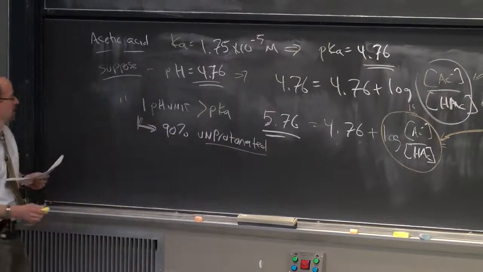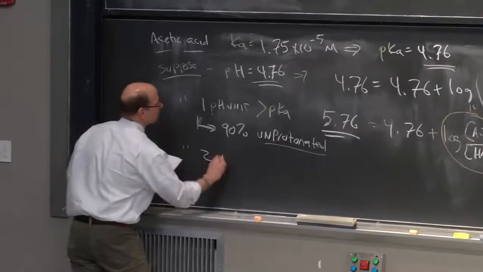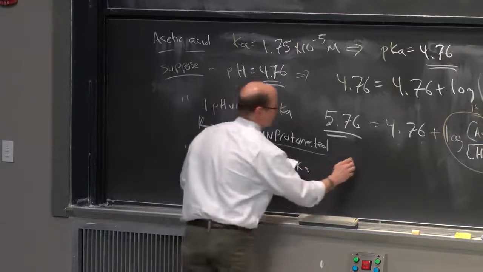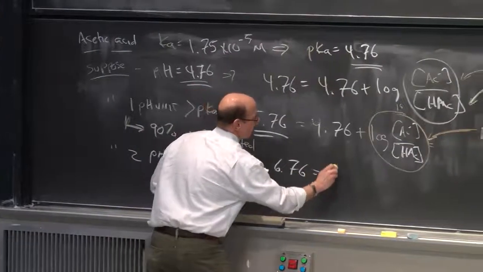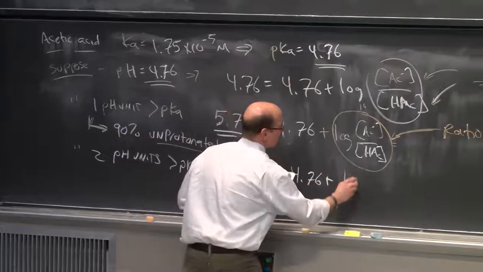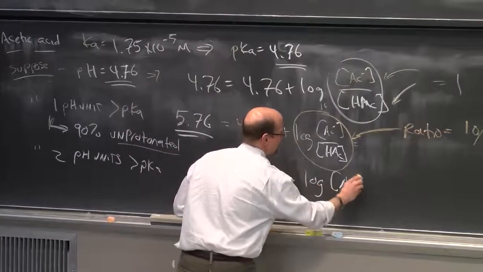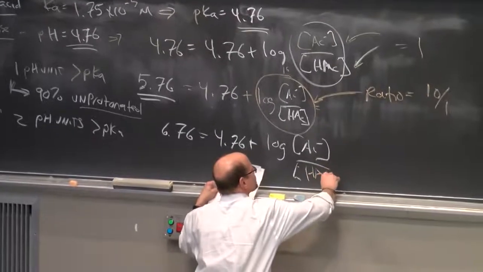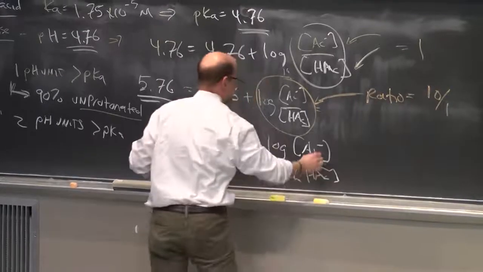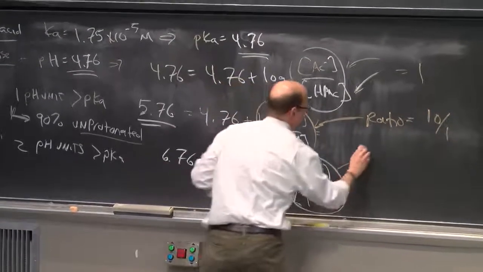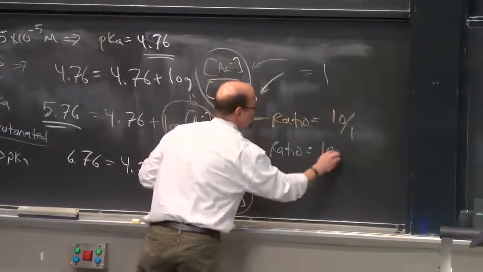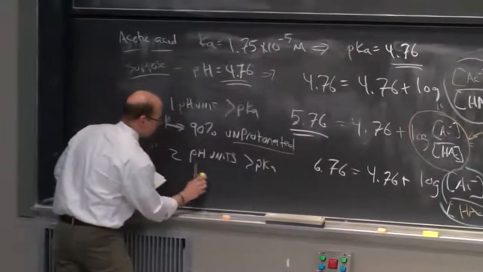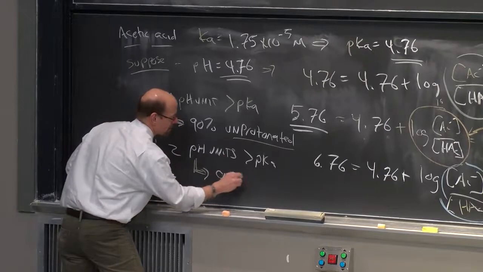Okay? Suppose I'm 2 pH units greater than the pKa. Then I'm talking about 6.76 equals 4.76 plus the logarithm of the acetate anion divided by the undissociated acetic acid. And this ratio, therefore, would be what? 100, right? The ratio is 100 to 1. And this means that when I'm 2 pH units above the pKa, now I'm 99% unprotonated.